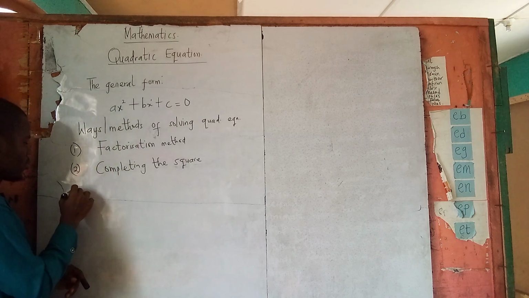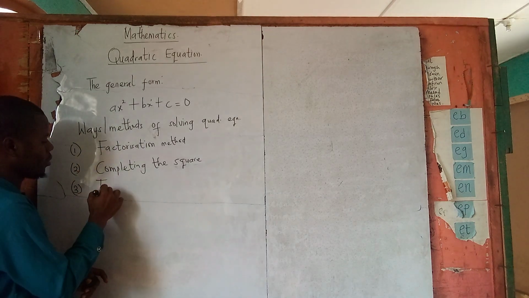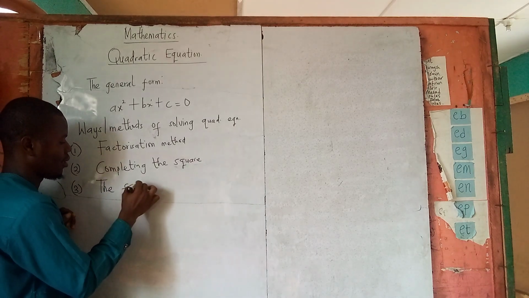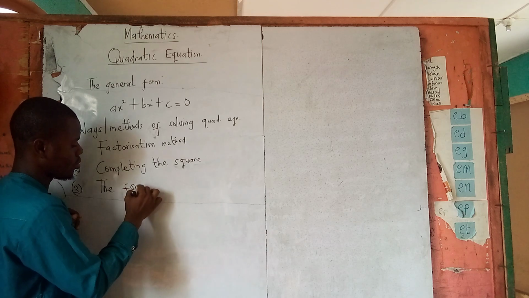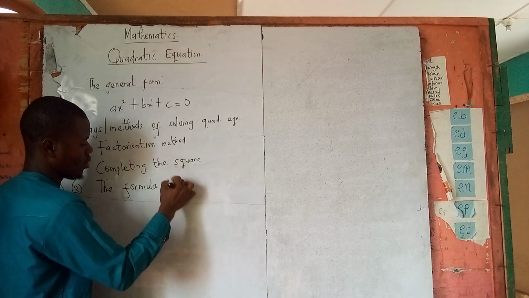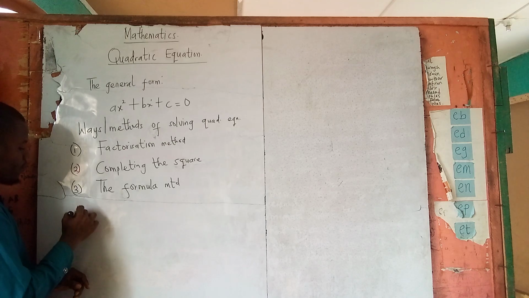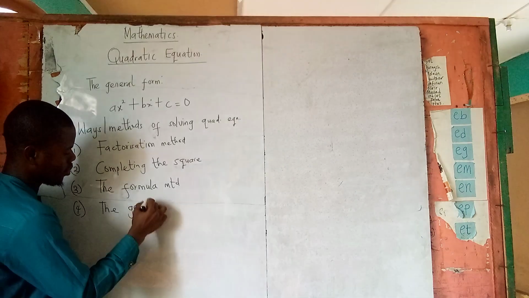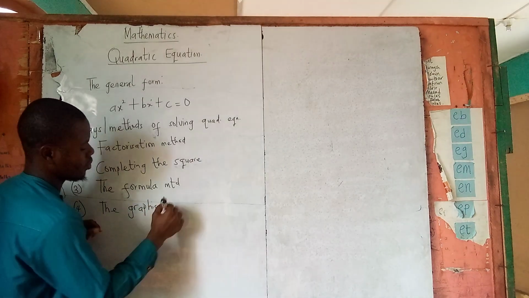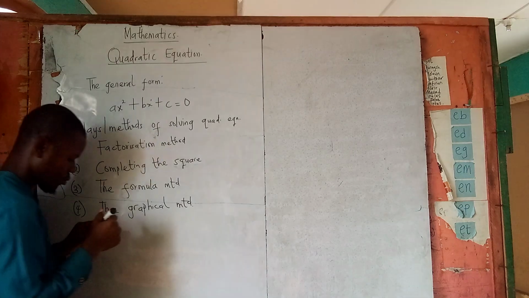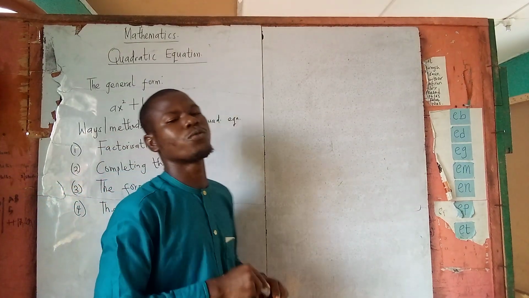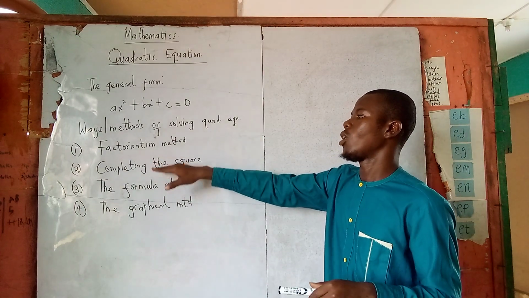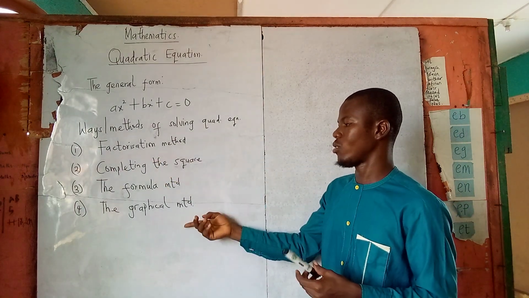You also have what we call the formula method. Some people will say this is the almighty formula, but it's the formula we use. Then we have the last one, which is the graphical method. This one includes using graphs. So these are the 4 major ways of solving a quadratic equation: the factorization method, the completing the square method, the formula method, and the graphical method.